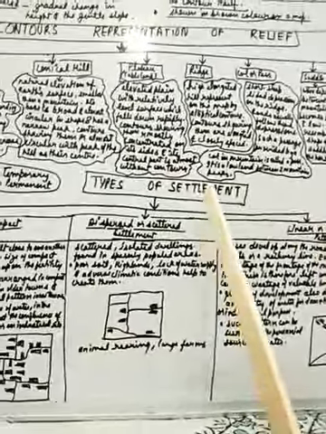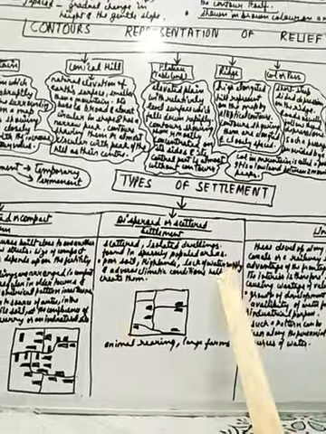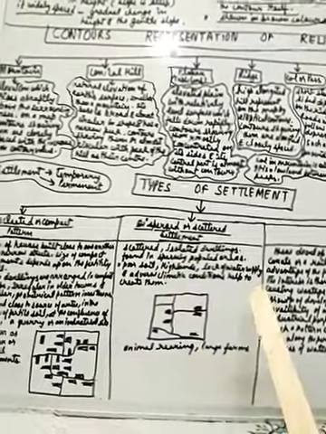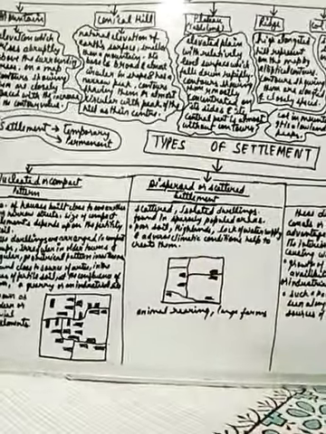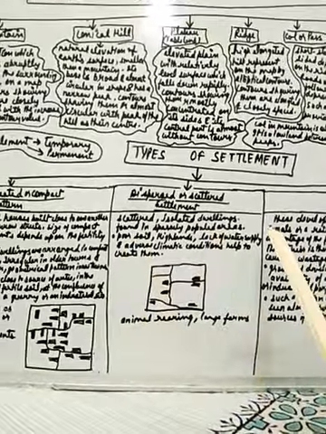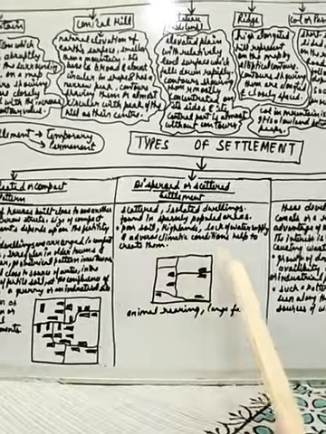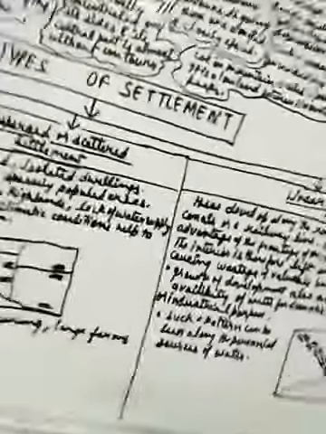Next we have dispersed or scattered settlement. Scattered or isolated dwellings are found in sparsely populated areas, or in animal rearing or large farm areas. They have poor soil, or they can be highlands, with lack of water supply and adverse climate conditions. The dwellings are far away from each other, as you can see in the figure here.